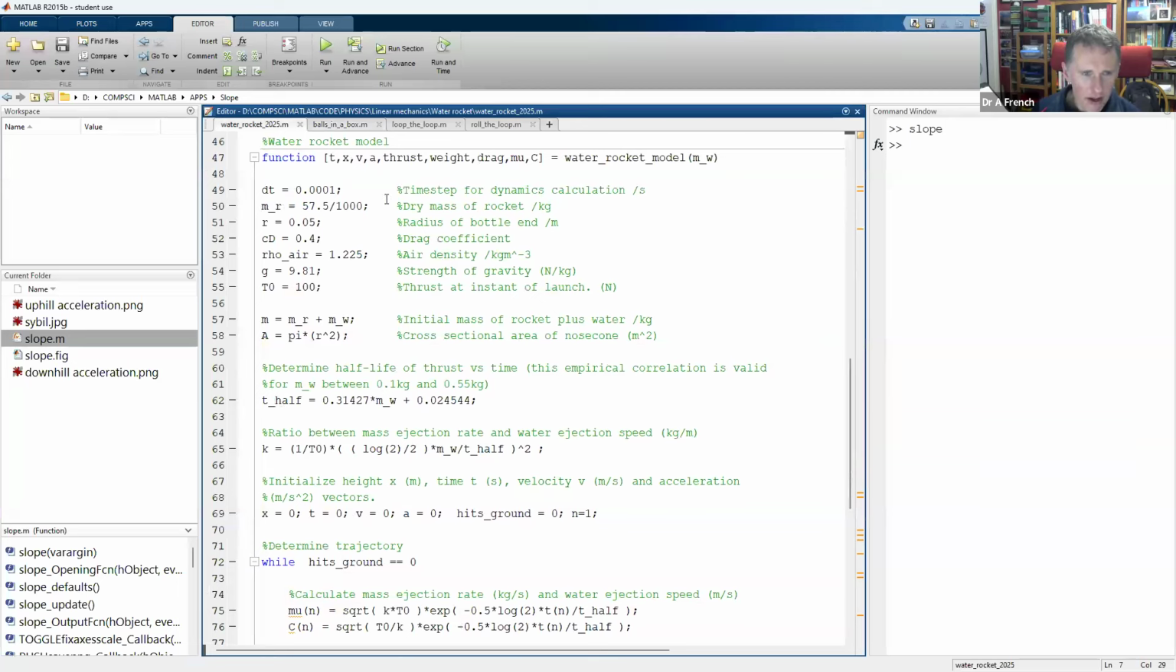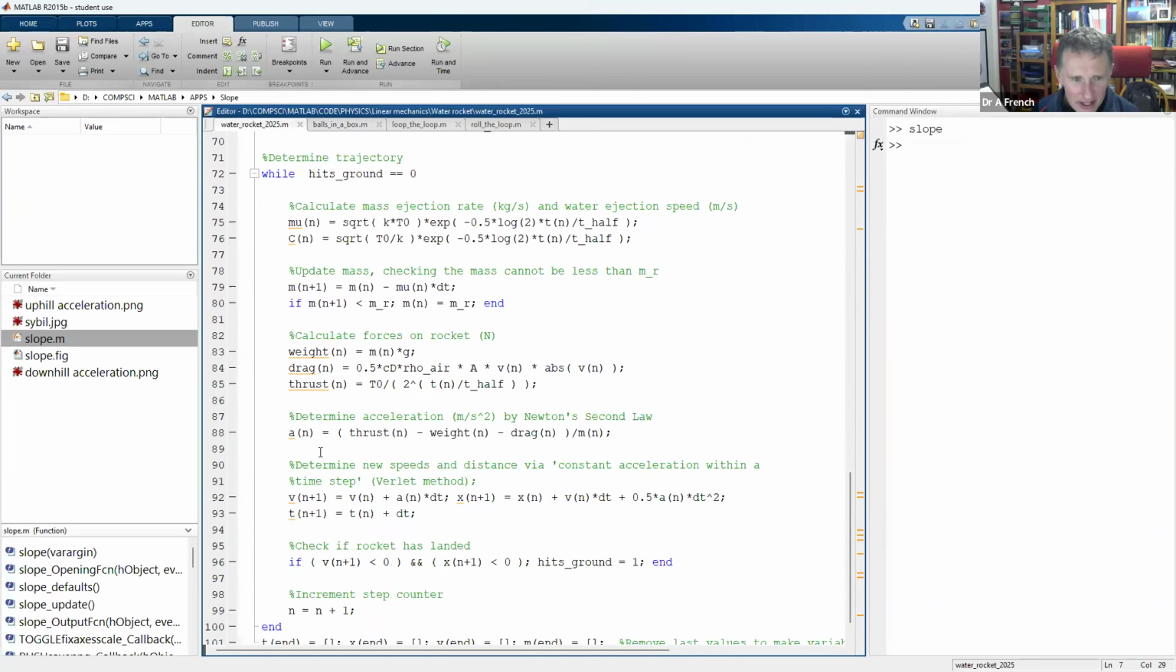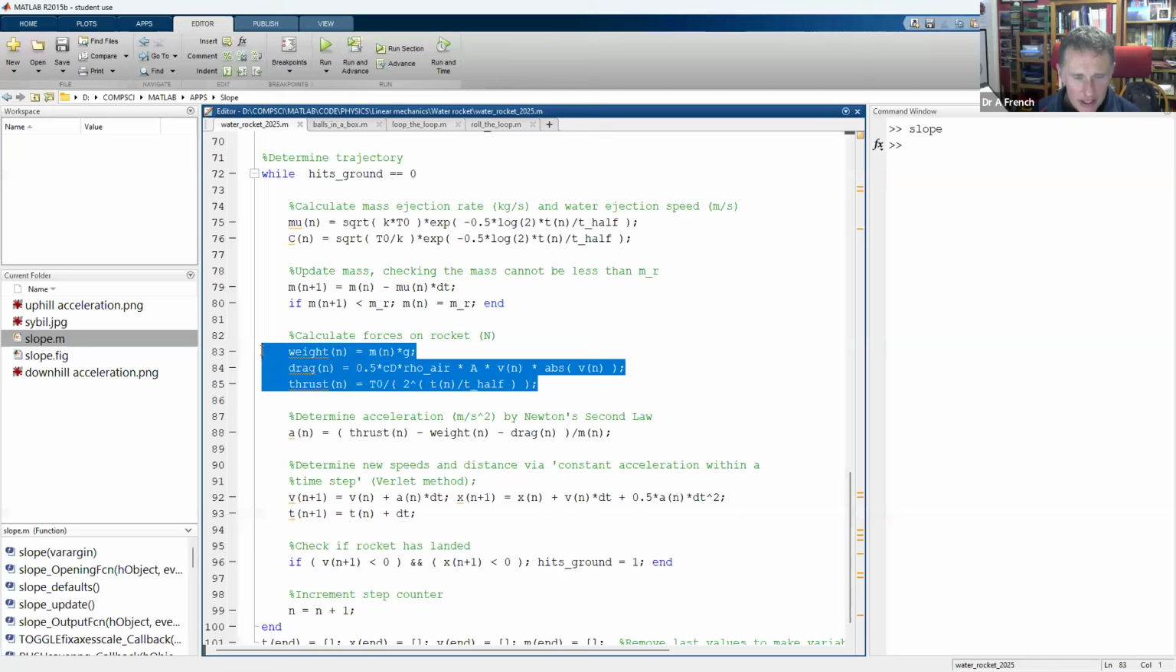We've got our mass ejection rates. We've got our dry mass of the rocket. And we've got a trajectory in a while loop. So I've got this little flag saying, has it hit the ground yet? And I calculate all the parameters. And eventually, here we go, thrust, weight, and drag. And that's my calculation here.